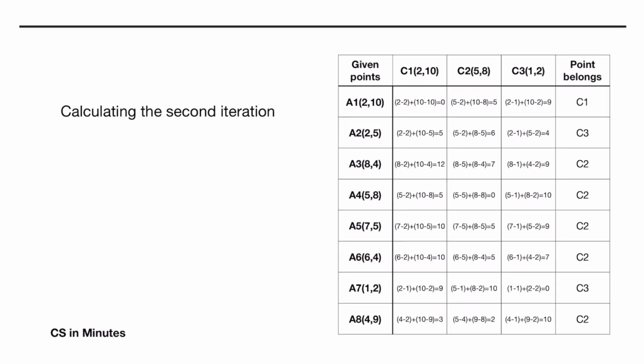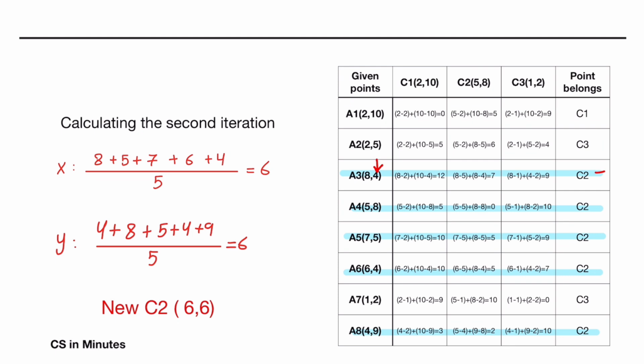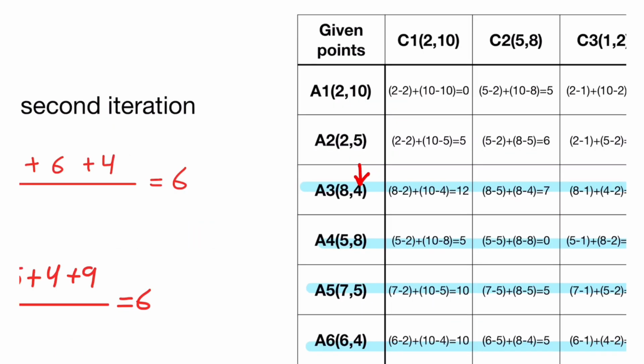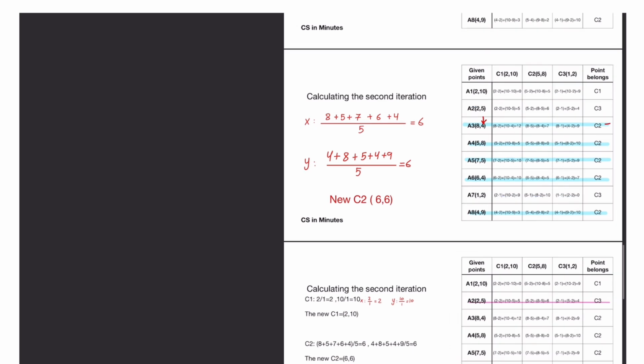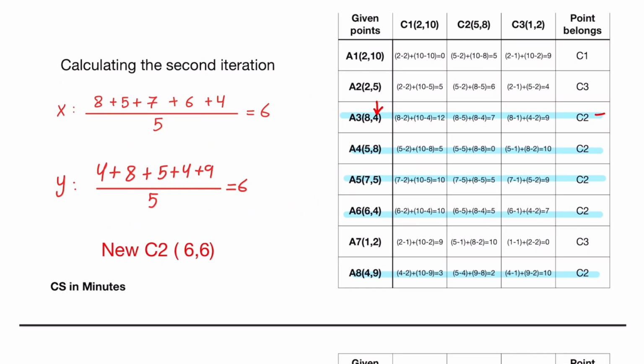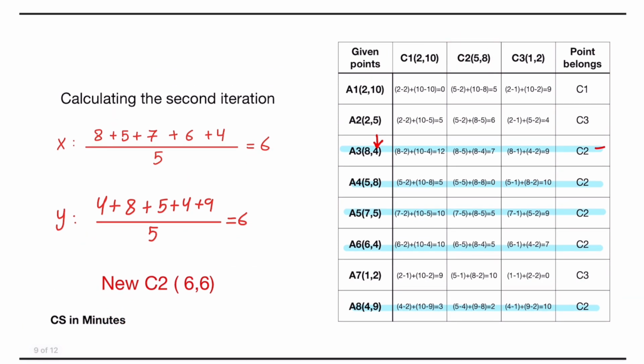Now, calculating the second iteration, we do this by replacing the three cluster points with new ones. First, let's start with C2. We will take the sum of the x, then divide it by the number of points. Here they are 5. We will do the same with the y and we will get the new cluster point. This one will be replaced with the new C2.